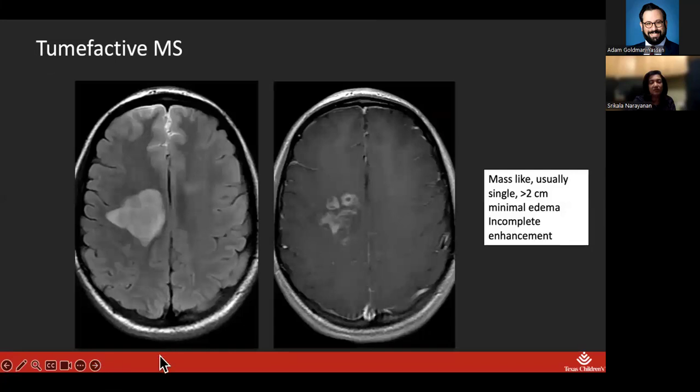What about tumefactive MS? Sometimes you might see a mass-like lesion. It's usually single. It's pretty bulky, at least more than 2 centimeters. You won't see a lot of edema surrounding it. You'll have this incomplete, heterogeneous enhancement. So you can think of tumefactive MS in the appropriate setting or as a differential.